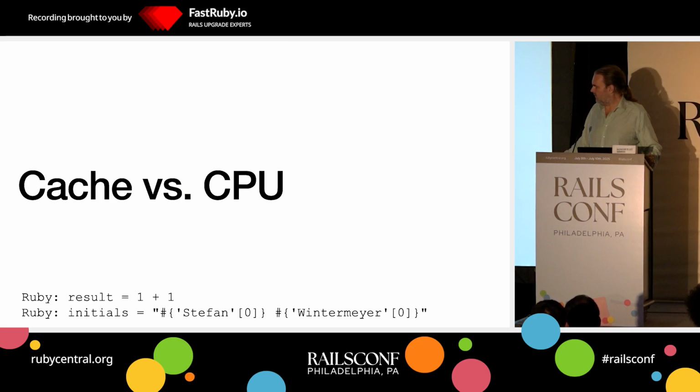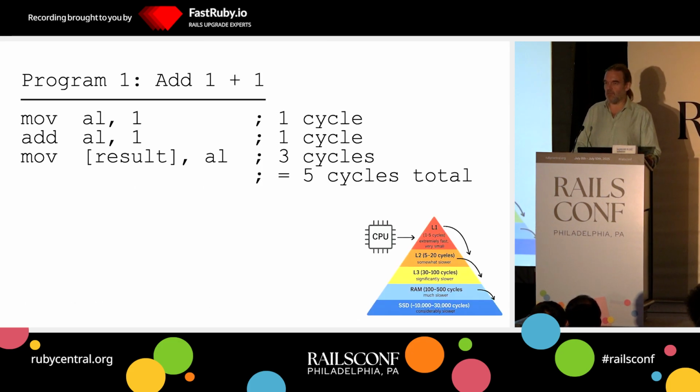I have these two minimal one-liners. One is 1 + 1, and one is getting the initials of the string Stefan Wintermeyer. This is the assembler code for this. So you see, it takes 5 CPU cycles to add 1 + 1, or any of this addition. So it would be stupid to have the result of this addition somewhere in the cache, because we can do this faster in the CPU. No need to waste real estate in the cache.